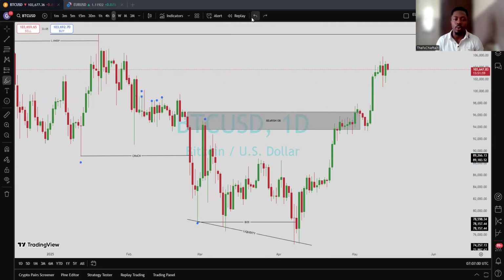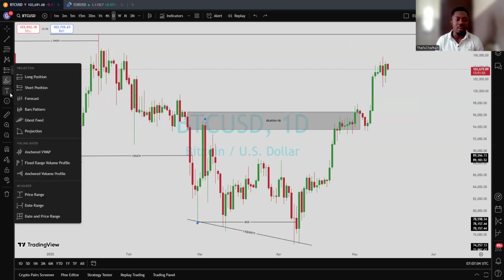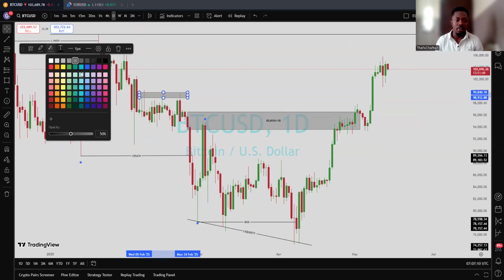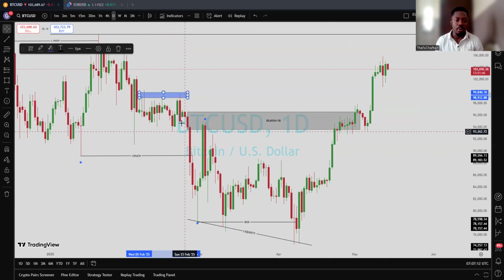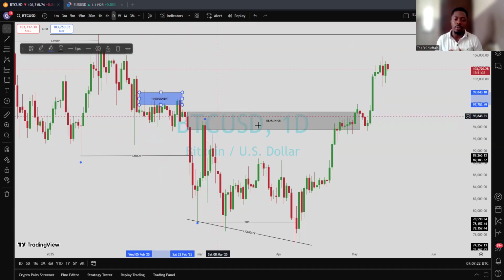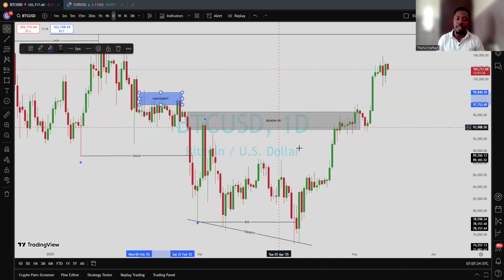So what we want to do is mark out that area. You might want to put a box above it, just this little box above it. If I let this box be blue, it's an inducement zone. So you want to mark it out and label it inducement. Since you marked it out as inducement, you already know that's why this level was not respected.